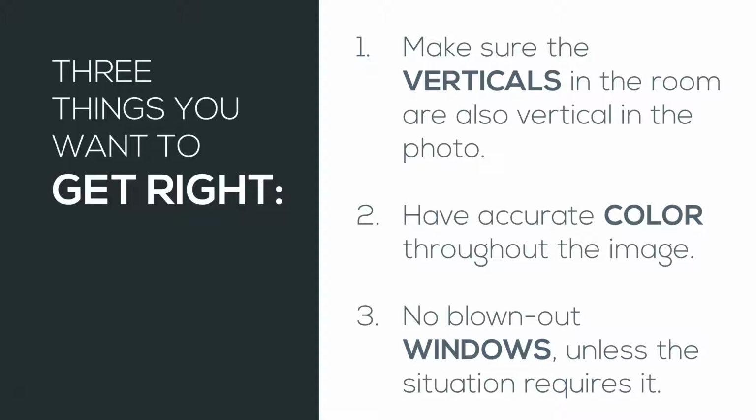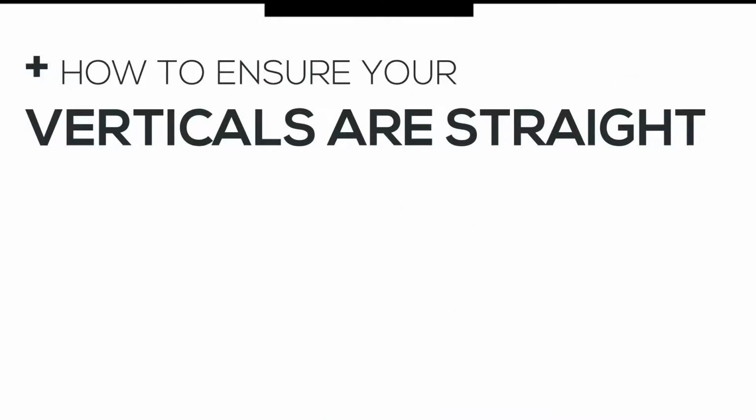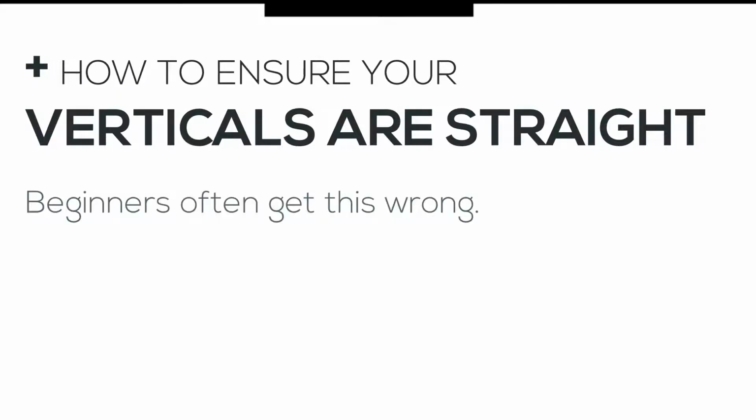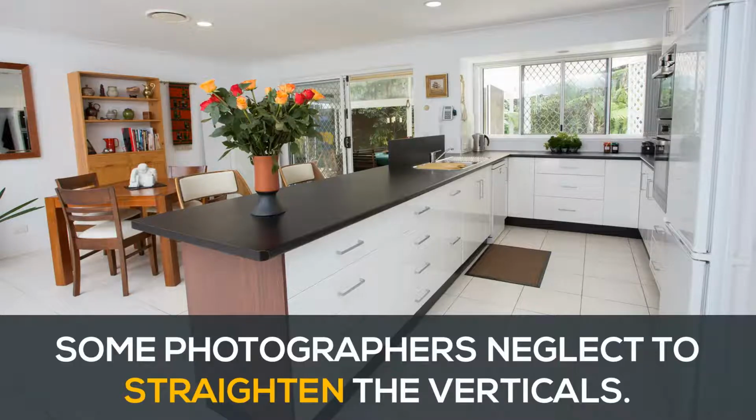Okay, so we're going to work through each of these, and first of all we'll look at how to ensure your verticals are straight. And this is probably the one that most beginners to real estate photography get wrong. They're all excited about taking a photo of a beautiful home, and they work on their composition and making sure the room is bright enough, but they neglect to straighten the verticals, and the photos look like they were taken by an amateur. Fortunately, it's really easy to get right, and there are two ways you can go.